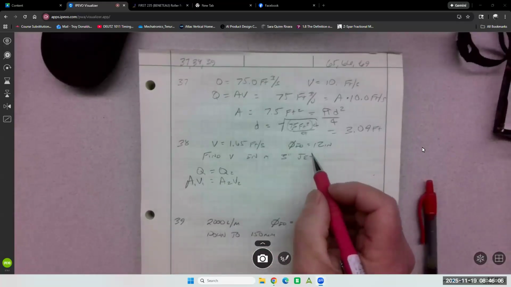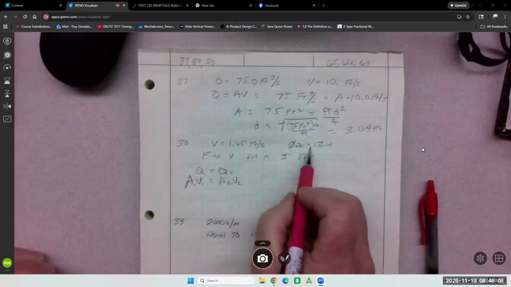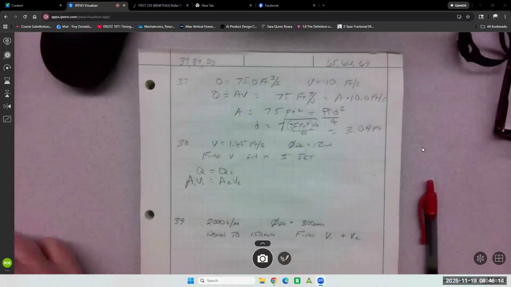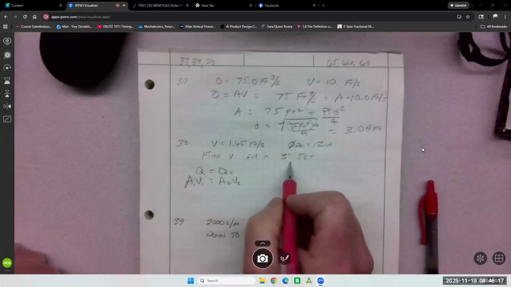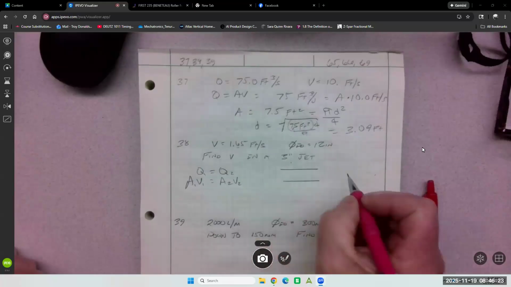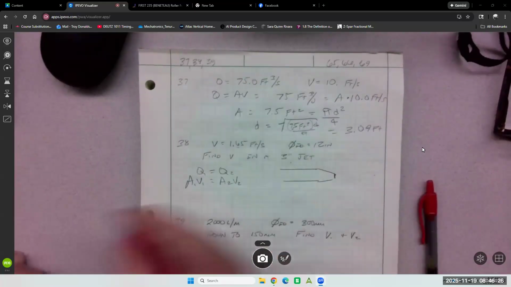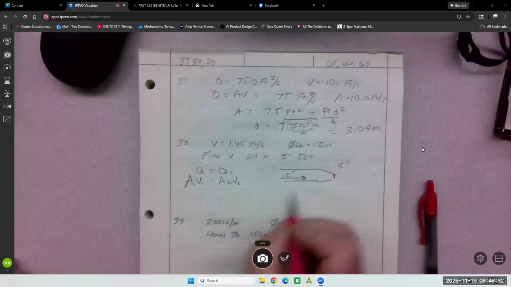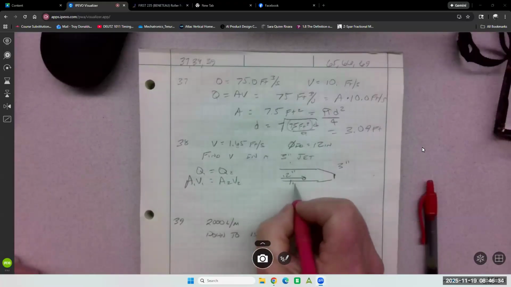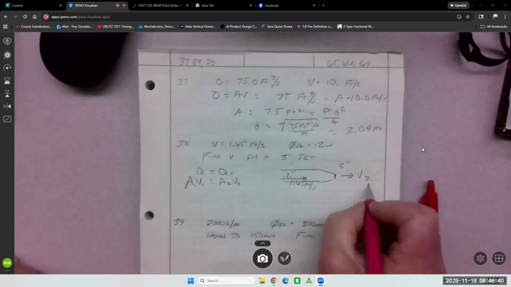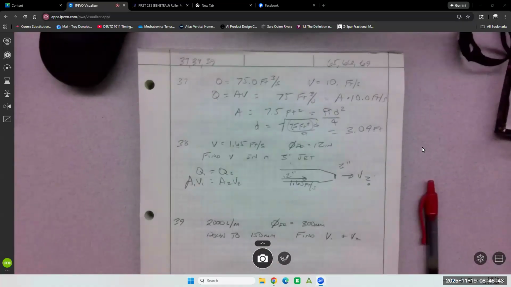So we know the diameter of the first area, and we know the velocity of the first area. And then we know the diameter of the second area, but we don't know the velocity of the second. Make sense? It's coming here, and then it's going to neck down and be smaller. And that is 3 inches. This is 12 inches. Velocity here is 1.65 feet per second. And velocity here, we don't know. Yeah? Yep, then you just plug it in.